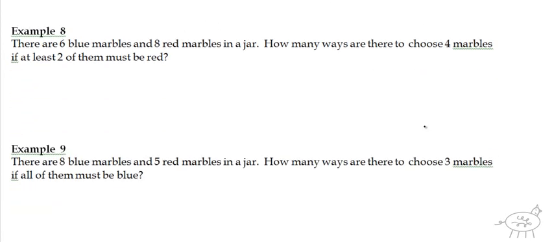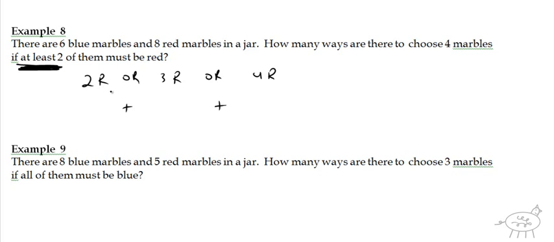Number 8, there are 6 blue marbles, 8 red marbles in a jar. How many ways are there to choose 4 marbles if at least, keyword, math fans, at least, that's huge, 2 must be red. So if I'm picking 4 marbles and 2 must be red, I'm either going to have 2 red, 3 red, or 4 red. And notice the word or. That means it's going to be plus between them.